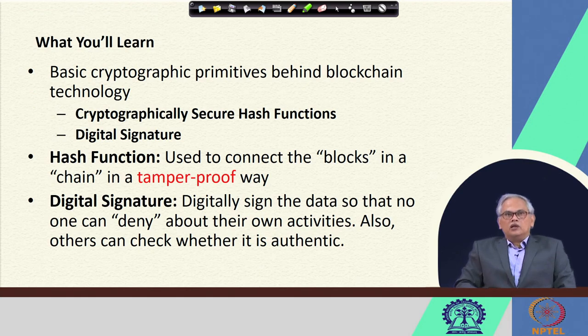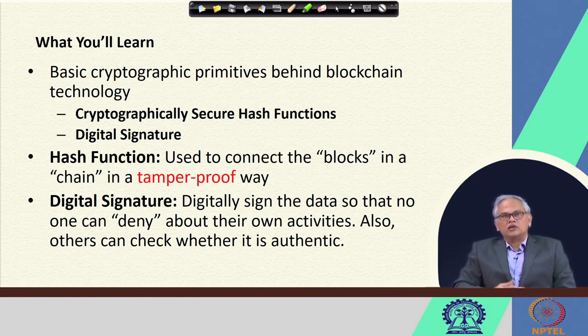So, today what we will learn, including this lecture and the next few lectures, from lecture 3 and then 4, 5, 6 and 7, is these basic primitives behind the blockchain technology. We will talk about cryptographically secure hash functions. Also, we will talk about digital signatures. These are two different concepts, although there is some relationship between them, as we will see as we progress. And in this first lecture we will talk about hash functions.